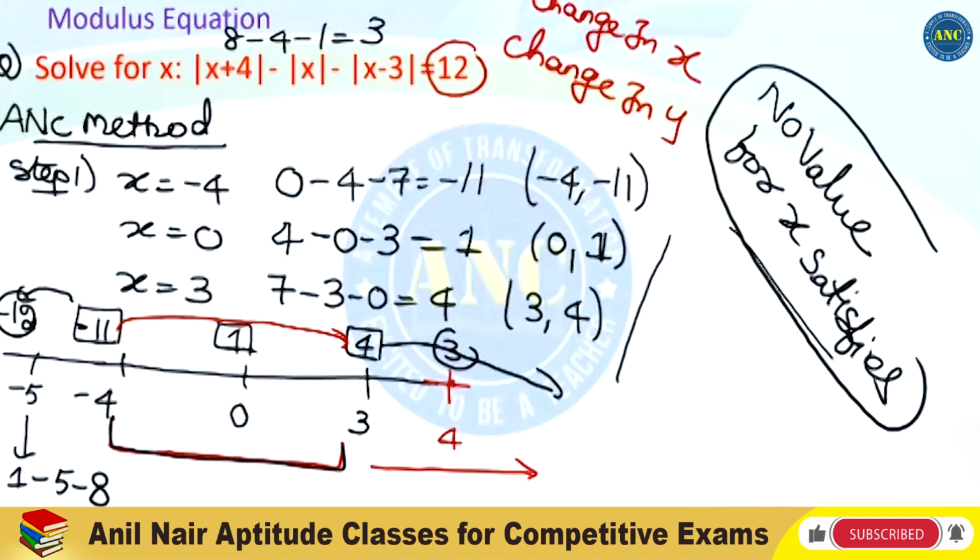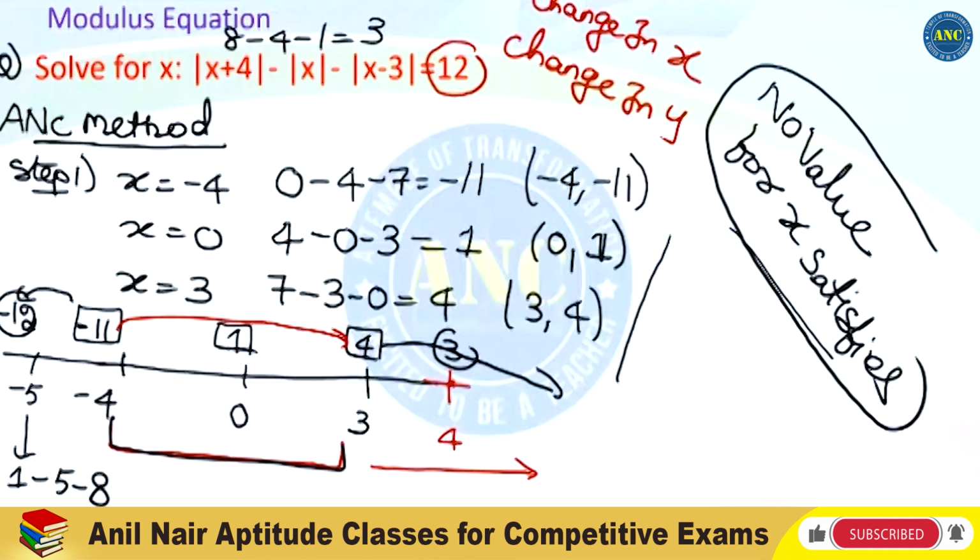Step number 1, take the critical points minus 4, 0, 3. See the values for those critical points minus 4, 0 and 3. You will observe that at minus 4 and 3, the value of y at minus 4 gives for the right hand side is minus 11. The value y will give at x equivalent to 3 is 4. 12 does not lie between minus 11 to 4. So from minus 4 to 3 case not possible.